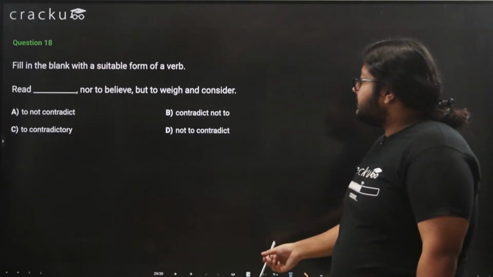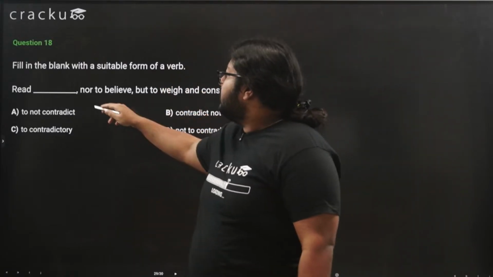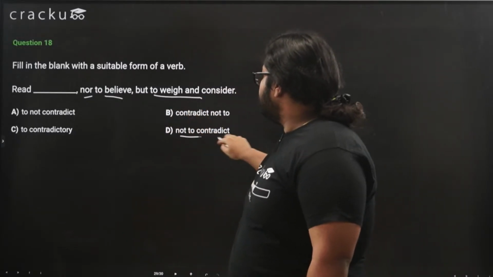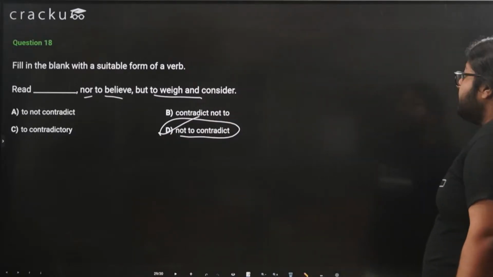Okay, this was discussed before, right? This was on parallelism, not to believe, to wait. It should be not to contradict. Option D should be the correct choice here. Okay, I think they've repeated it by mistake.